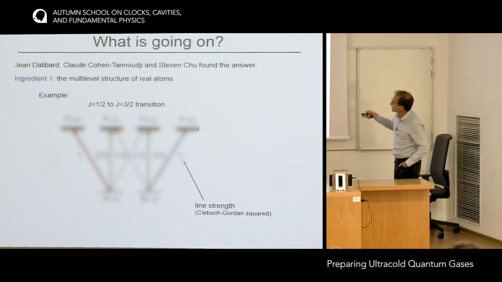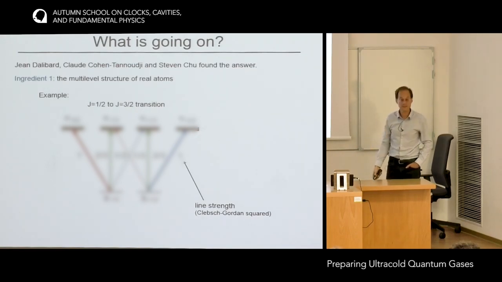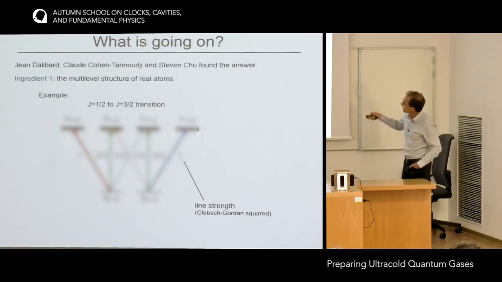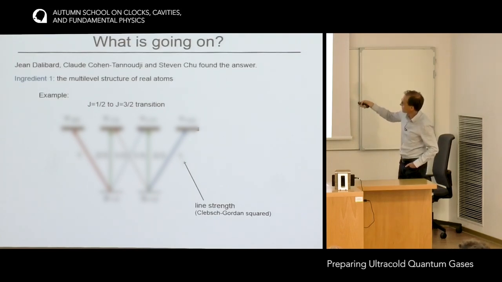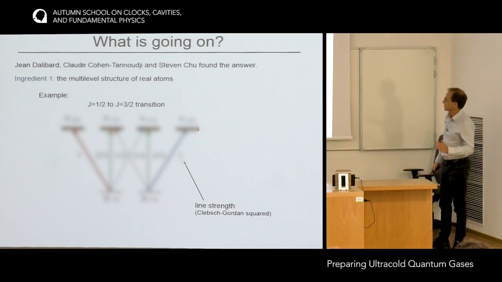Now, you have to know that these various transitions between the ground state manifold and the excited state manifold have different line strengths, described by Clebsch-Gordan coefficients squared. You might have heard of this before, I don't know. For example, here if you have sigma plus polarized light, you get a very strong transition here, but a much weaker one here. This is the first ingredient which we need. You have to keep this in mind.